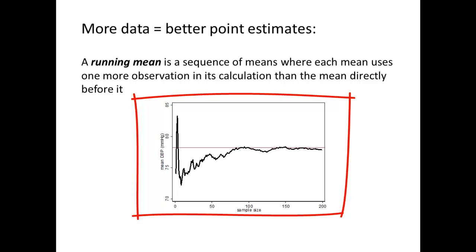So this is called a running mean, and it's a sequence of calculated means from some randomly sorted data where each mean uses one more observation in its calculation than the mean directly before it. So the second mean is the average of the first two observations. The third mean is the average of the first three observations. And you can see that the sample mean is much more likely to be closer to the true population value as more data are used.